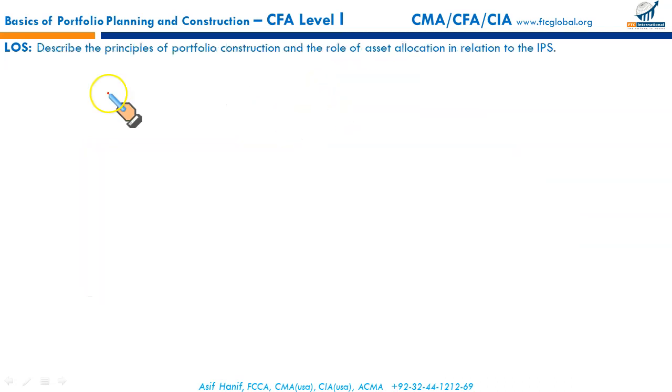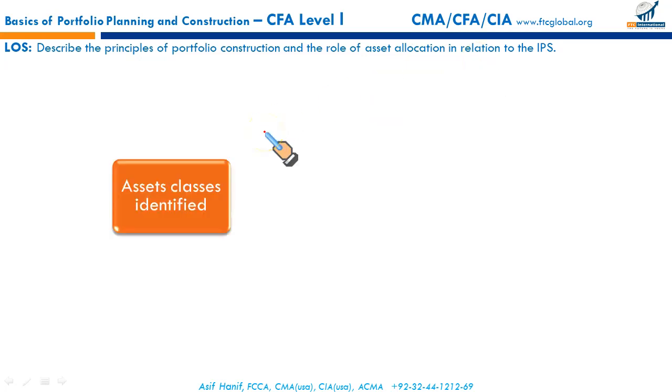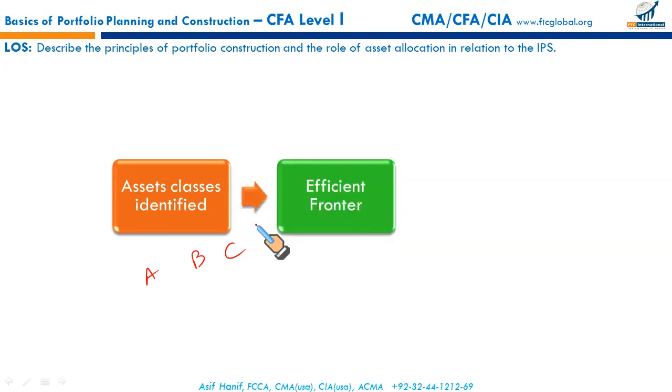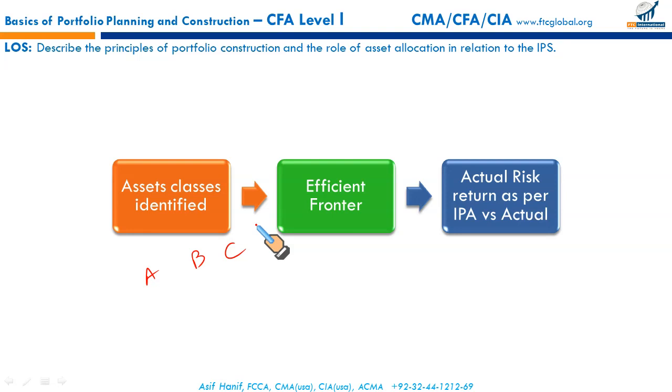Then we have the next LOS: describe the principle of portfolio construction and the role of asset allocation in relation to the IPS. Once the portfolio manager has identified the investable asset classes for a portfolio, like A, B, C, three assets we have selected based upon different risk, return, and correlation characteristics with each other, an efficient frontier can be constructed with the help of a computer program. I'm sure you would know what the efficient frontier is from your previous readings. So once we have identified the asset classes, we will develop the efficient frontier using the computer models.